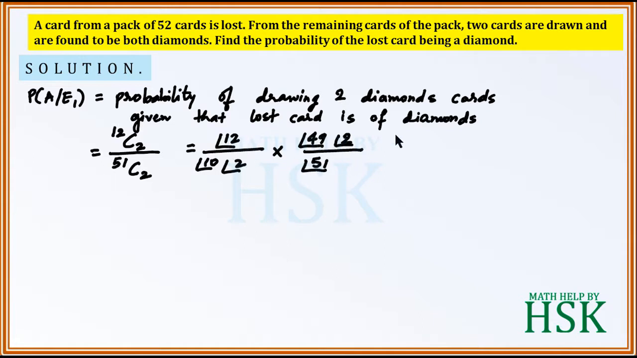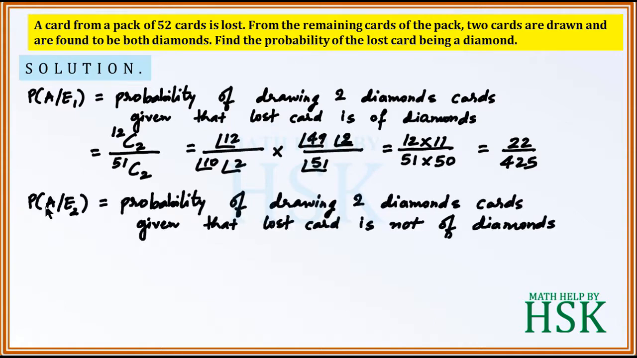So this 2 factorial can be cancelled, and 12 factorial upon 10 factorial and 49 factorial upon 51 factorial can be written as 12 into 11 upon 51 into 50, because 12 factorial and 10 factorial cancel to leave 12 into 11, and similarly 49 factorial and 51 factorial give 51 into 50. On multiplication and simplification, this gives me 22 upon 425.